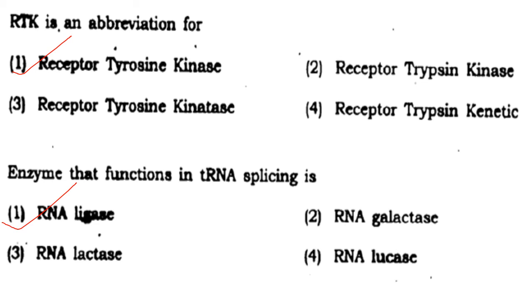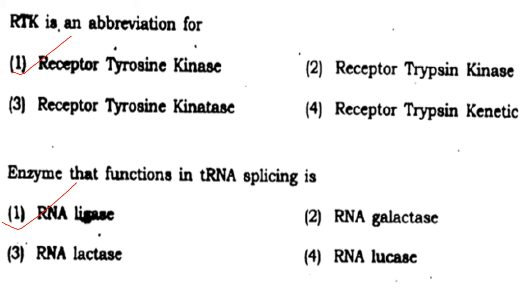Next one. RTK is an abbreviation for option 1, receptor tyrosine kinase, 2, receptor trypsin kinase, 3, receptor tyrosine kinetase, 4, receptor trypsin kinetic. Answer is option 1, receptor tyrosine kinase.